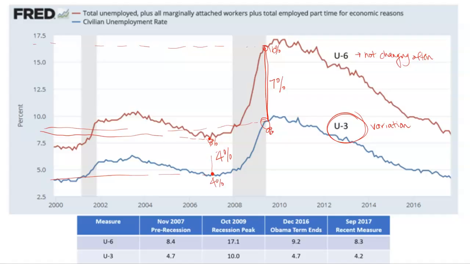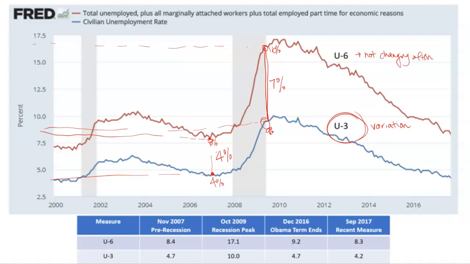Really what people are trying to get at when they're reporting U3 is they're trying to say, what's changing? What are the things that are varying from this quarter to last quarter? So which statistic is used almost doesn't matter, because what a lot of statisticians and investors and politicians care about is how much it changed from last time? And you're going to see similar changes regardless of which statistic you use.